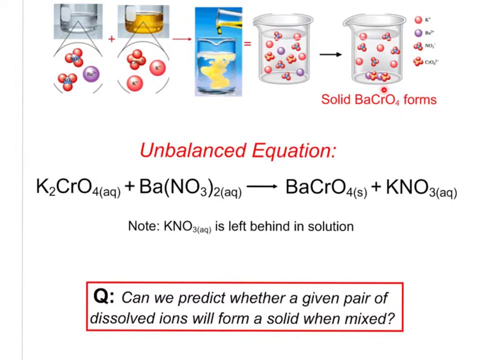And wouldn't it be nice to know what kinds of things will stay dissolved in water and what kinds of things will become solid and fall out of the water, like in our precipitation reaction? Can we predict these things? Can we predict whether a given pair of dissolved ions will form a solid when mixed? Yes, we can to some degree, and we're going to look at a few solubility rules to help us with that.